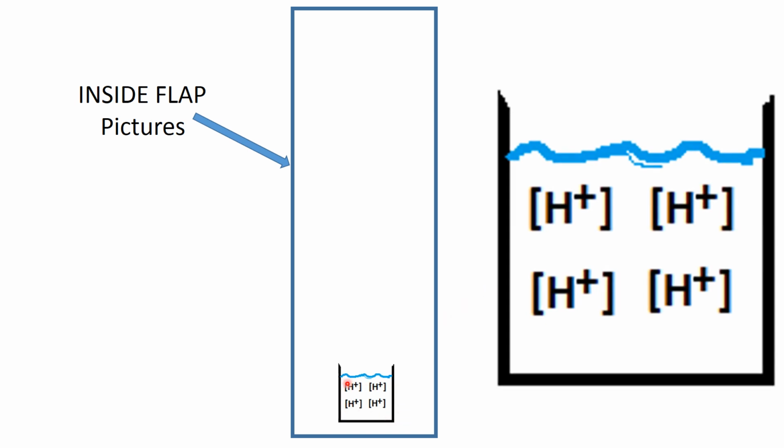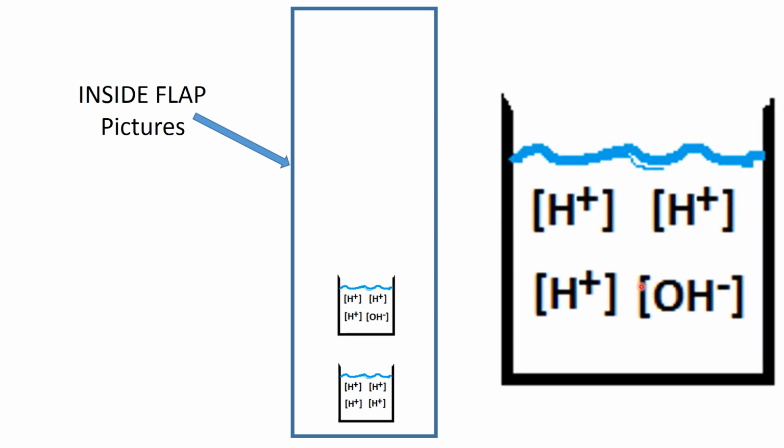As you can see down here, I have 4 H's in solution. So in a very low pH, pH 0 or 1, we are almost entirely H's, all H's. You don't see any OH's here. As we move up to the next slide, you can see there's 1 OH in here and all the rest are H's. So it's mostly H and a little bit of OH.